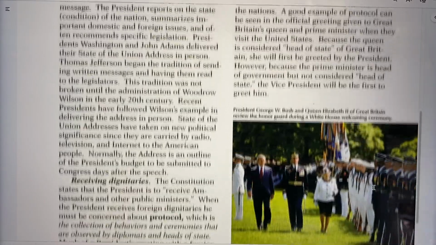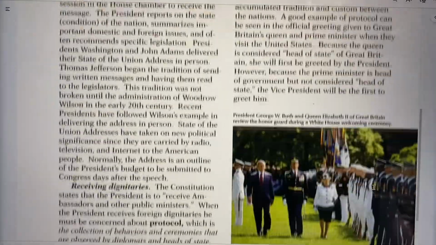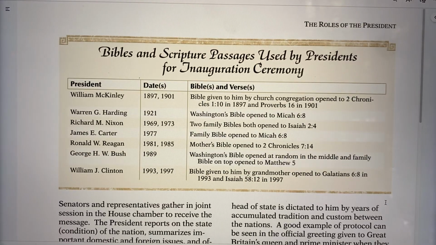So he is not just the Chief of State, but he also is, let's go back up here in this section, and you can see some of these presidents that were inaugurated, and they used certain Bibles and certain scriptures to be inaugurated. And you can go over these. Micah 6:8 is important, and Isaiah 2:4, Isaiah 58. So a lot of times certain presidents would have their Bible opened to certain scriptures when they get inaugurated. I love Ronald Reagan.